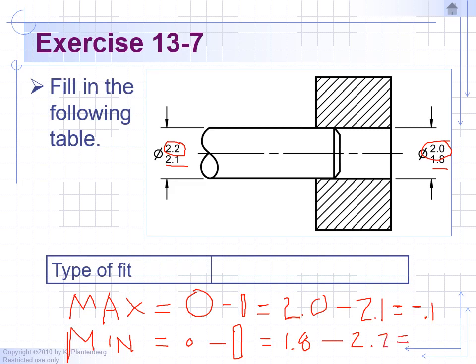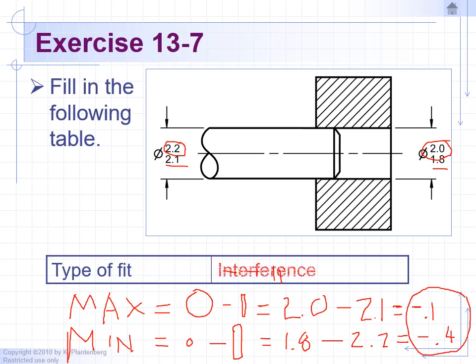Okay, and we're going to end up with the negative of 0.4. So if you notice, we ended up with a negative maximum clearance and a negative minimum clearance. So we ended up with two negatives. When we end up with two negatives, negative for the max, negative for the minimum, then that always guarantees interference.